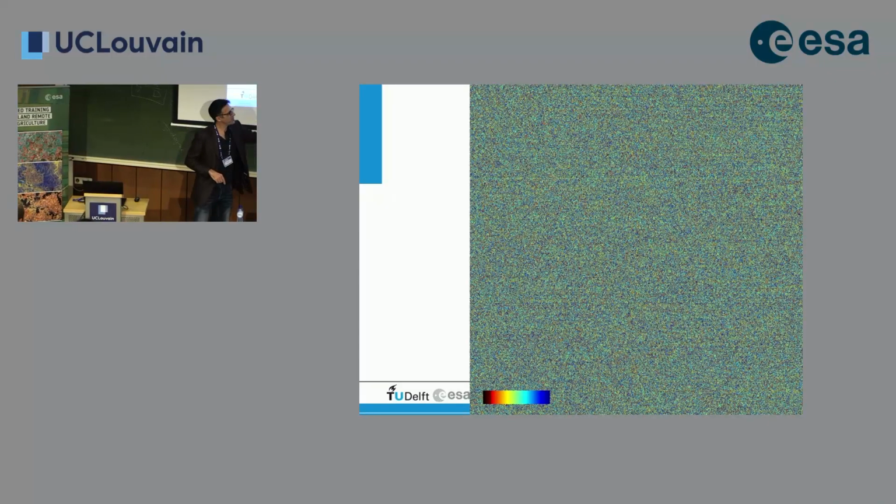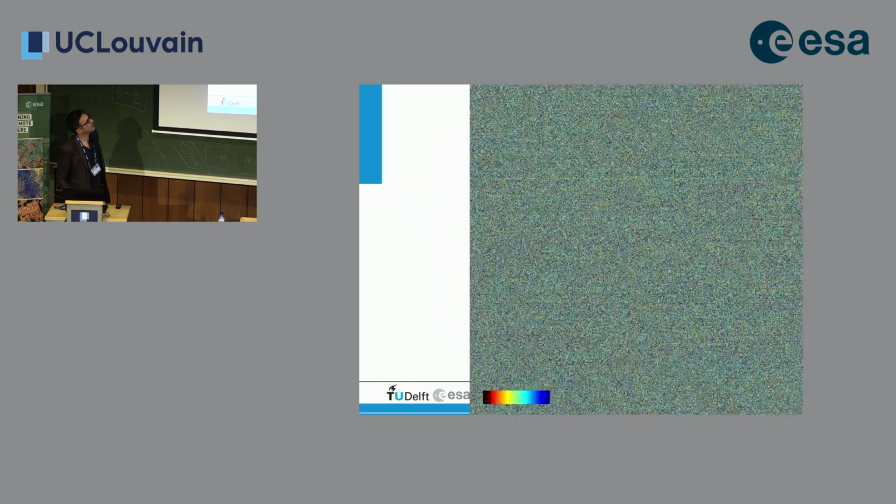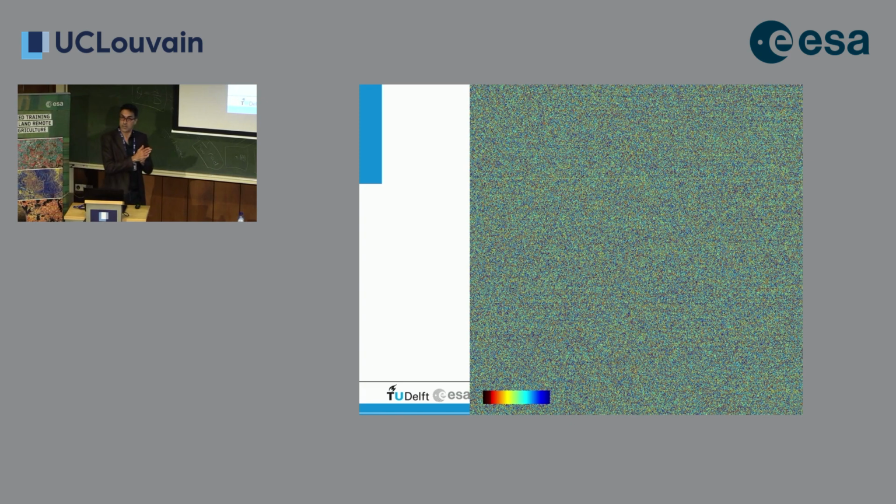This goes from minus pi to plus pi. So completely unpredictable, right? This is great, this is not. So the trick with interferometry is that we combine two of these images, and that is like magic, right? If I would have a second image here and I would put it on top of it, then all of a sudden you would see all these beautiful patterns and fringes and really cool stuff.